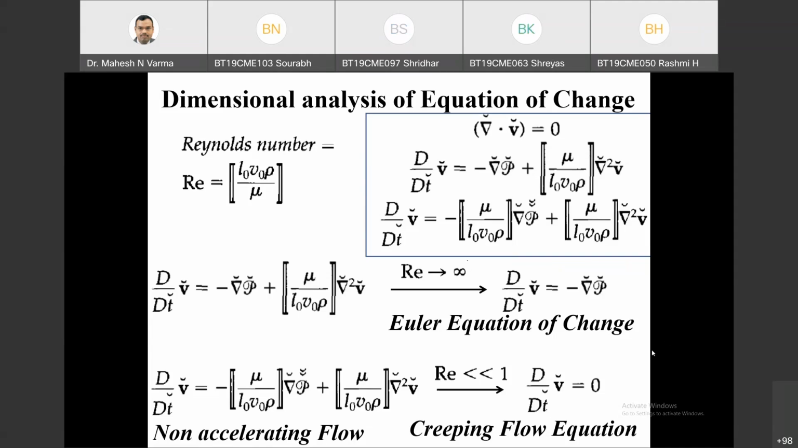Yeah, 63. Yes. Sir, how did we get that if Re is very much less than 1, then both the terms are 0? This will also be infinity. This will also be infinity actually. This is minus infinity, plus infinity. Okay, got it, sir.